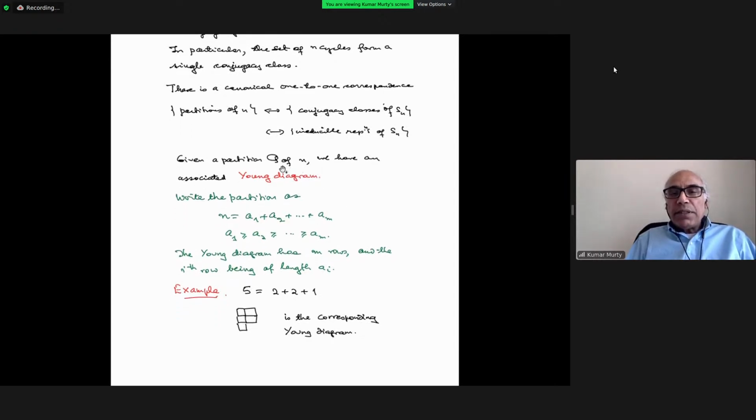So if I give a partition P of n, we can look at the associated Young diagram. Write the partition as a1, a2 up to am, with the a's in descending order. Then the Young diagram is the one that has m rows, where m is the number of elements in the partition, and the ith row will have length a_i. For example, suppose I have the partition 2 plus 2 plus 1 of 5. Then I want 2 rows of length 2 and 1 row of length 1. This is the Young diagram corresponding to this partition.